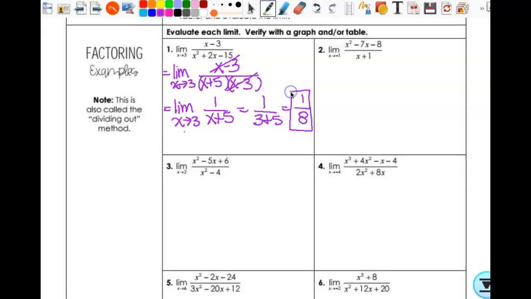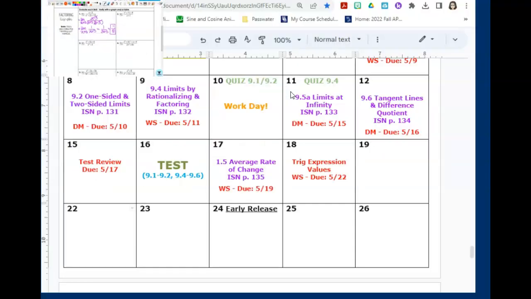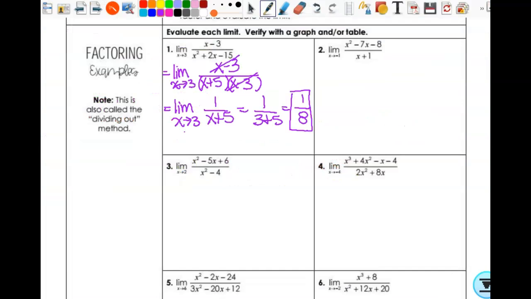Remember, like I said the other day, when we take the square root of 25, the answer is 5, and the square root symbol goes away because we evaluated the square root. Once we evaluate the limit, that's when we drop this statement right here. Okay, does that make sense? We good? All right, we're going to skip number 2. Let's look at number 3.